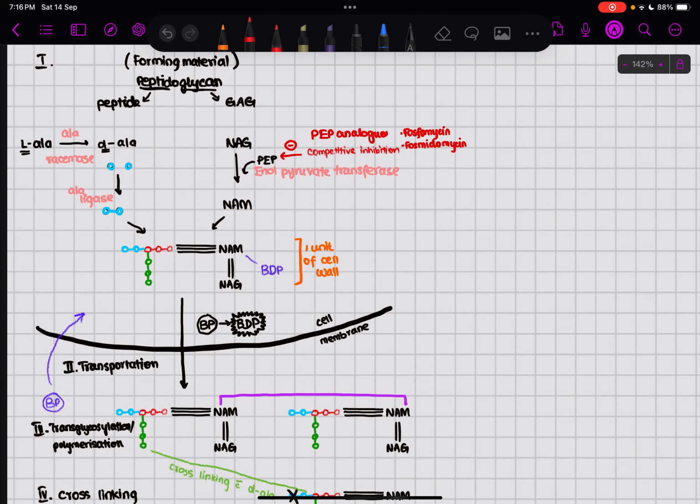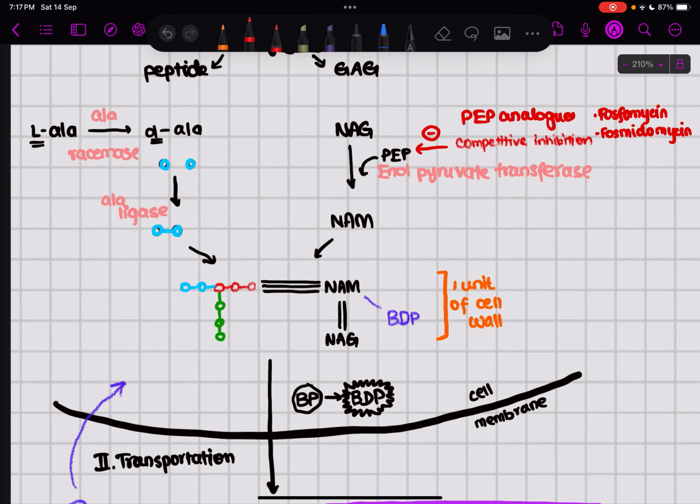The next one is we have got D-alanine analogs. This is the first one. This is the second one. What are the D-alanine analogs? They block ALA racemase and ALA ligase. So D-alanine analogs are cycloserine.